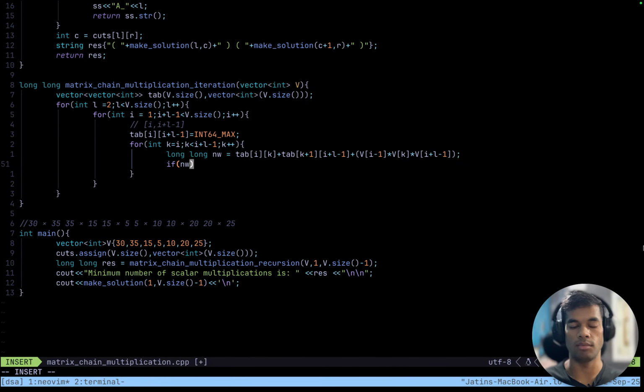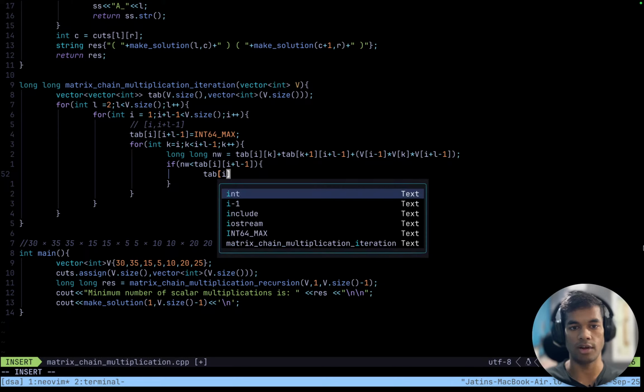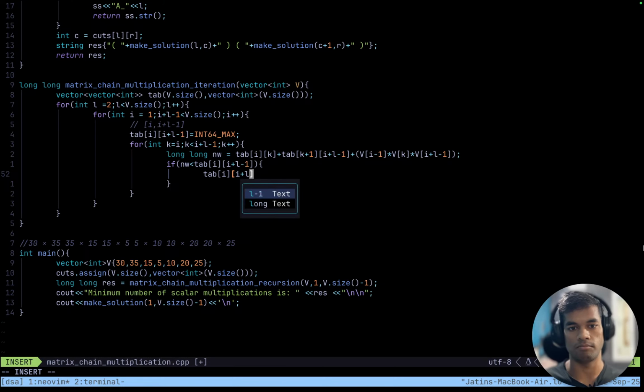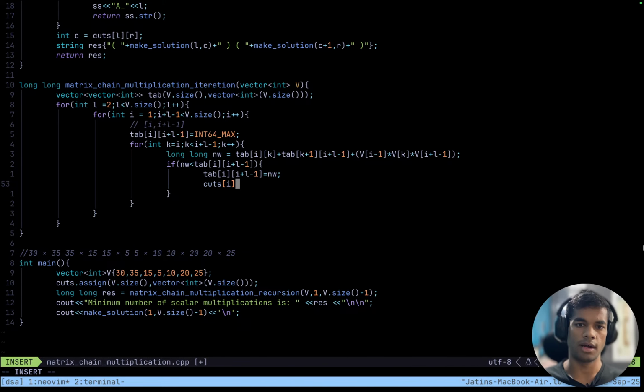Now, if the new value is smaller than what has been, which is tab i, i plus L minus 1, if that is the case, then update the value for the current thing to be the new value and put it into cuts. Cuts i, j, where j is i plus L minus 1, is k. Make a cut at this place. And if this works, it is going to be cool.